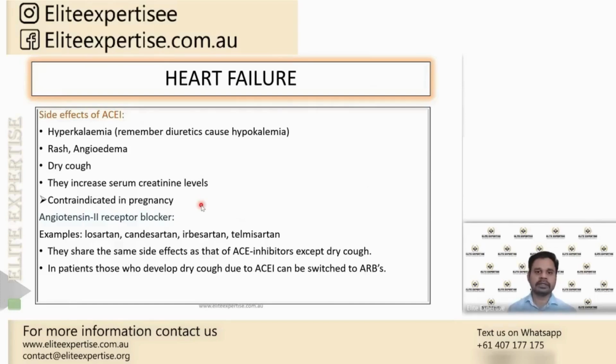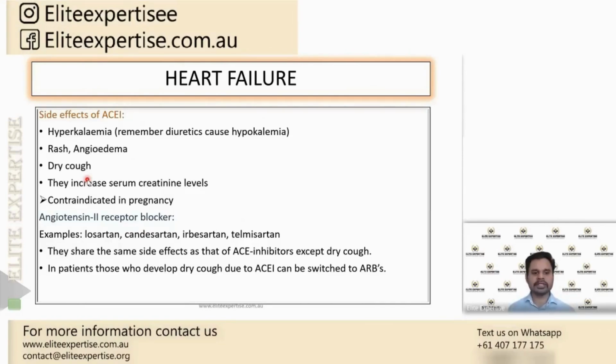Whereas we know that diuretics cause hypokalemia. Diuretics decrease the serum potassium levels. And the second adverse effect of the ACE inhibitors is that they cause rash and angioedema. ACE inhibitors also cause dry cough. So angioedema, dry cough, rash, all these side effects are due to an increase in bradykinin levels in the body.